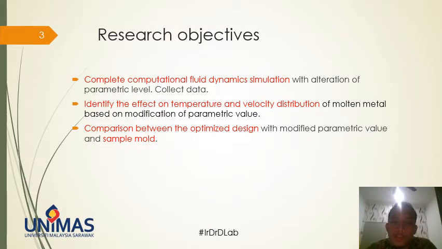Moving on to the research objective of this study. The objective is to complete computational fluid dynamics simulation with alteration of parametric levels and then collect data. Then identify the effect on temperature and velocity distribution of molten metal based on modification of parametric values. And lastly, comparison between the optimized design with modified parametric values and the sample mold.